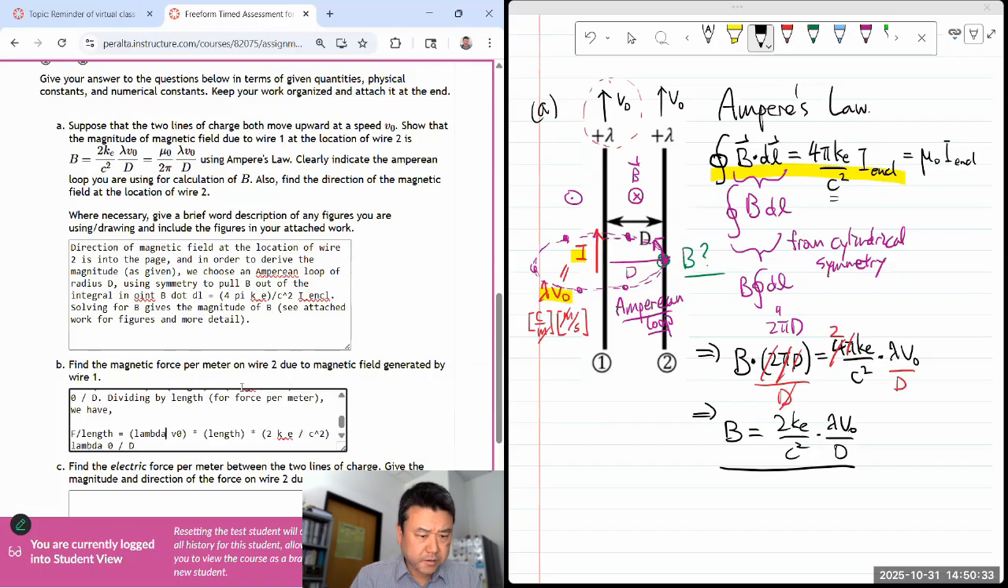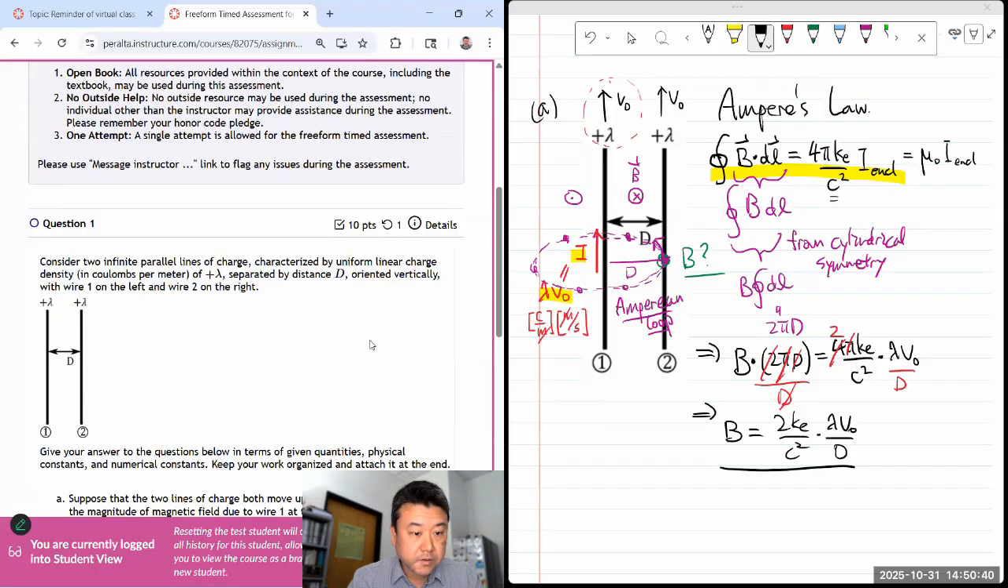Yeah, I don't think I need to attach any work for part B. I'm basically putting everything here. Alright, I think I have 10 minutes left. I've been looking at the stopwatch.